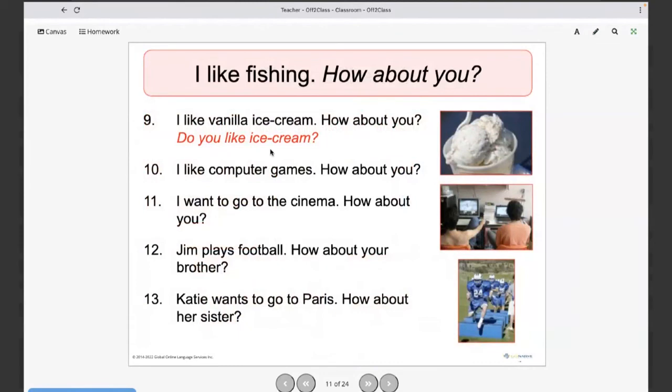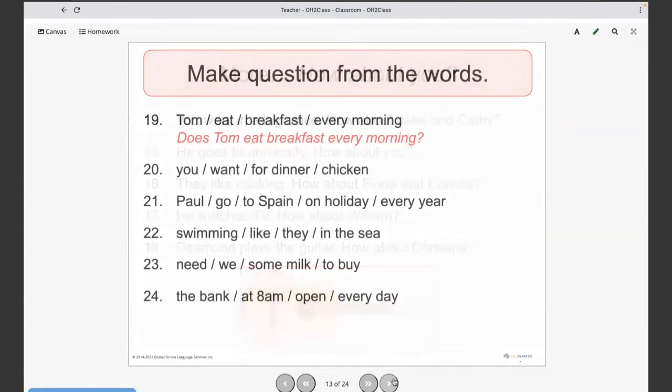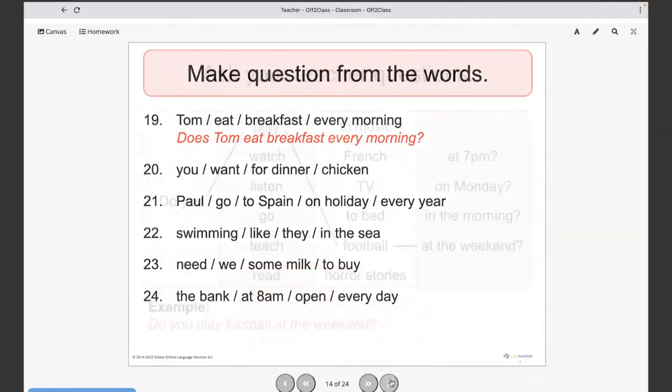By the way, guys, if you want to talk about yourself and then ask about others if they like this thing, for example, here, I like fishing. How about you? You ask somebody, you say, how about you? Okay? So, I like computers. How about you? I want to go to the cinema. How about you? Meaning, do you want to go to the cinema? So, instead of asking all of this question, I can say, how about you? That's it. Like here, I like vanilla ice cream. Do you like vanilla ice cream? Let's say I tell him I like vanilla ice cream. How about you?